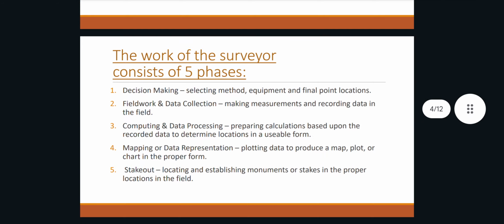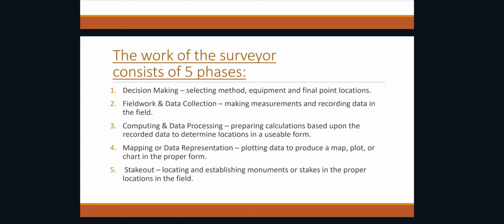Now, what is the role of the surveyor? Surveying consists of 5 phases. First one is decision making, selecting the different methods for appropriate determination of any point, and the equipment and instruments which are to be used in the survey, and after that we find the accurate locations of the points.